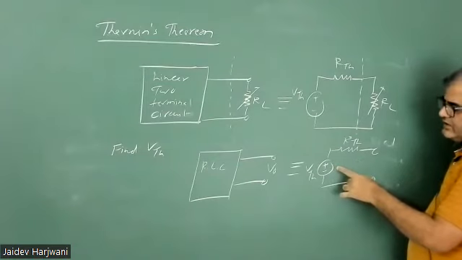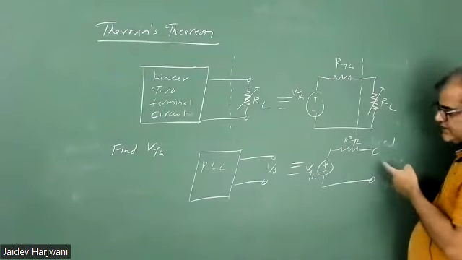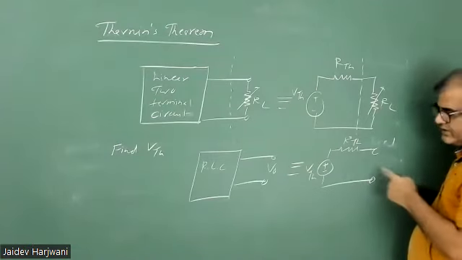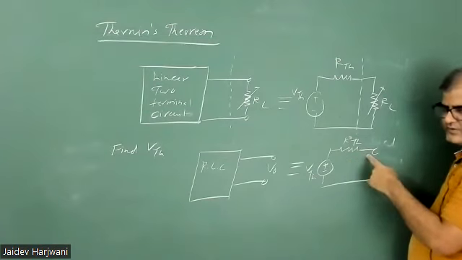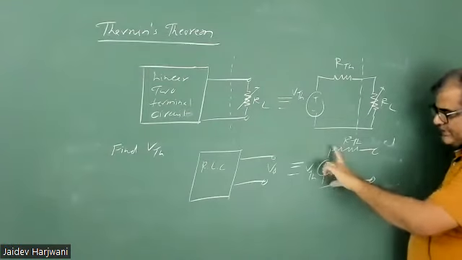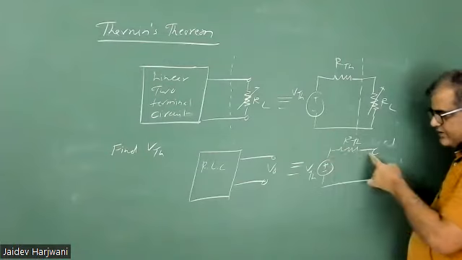Parampreet, how much current is coming from here? N upon R, Thevenin. This is open, so where will the current come from? What is the value of current? 0. So that means whatever the voltage here, there is no drop because the circuit is open.